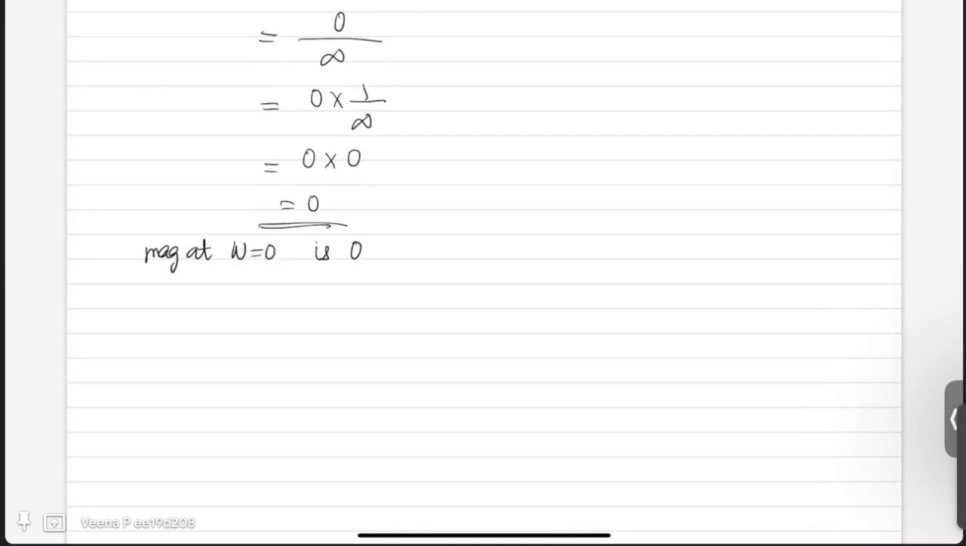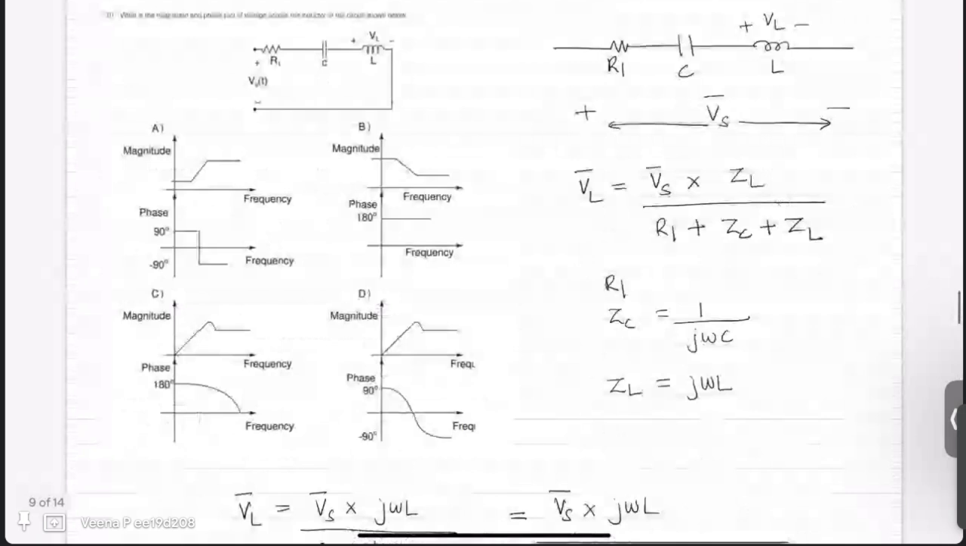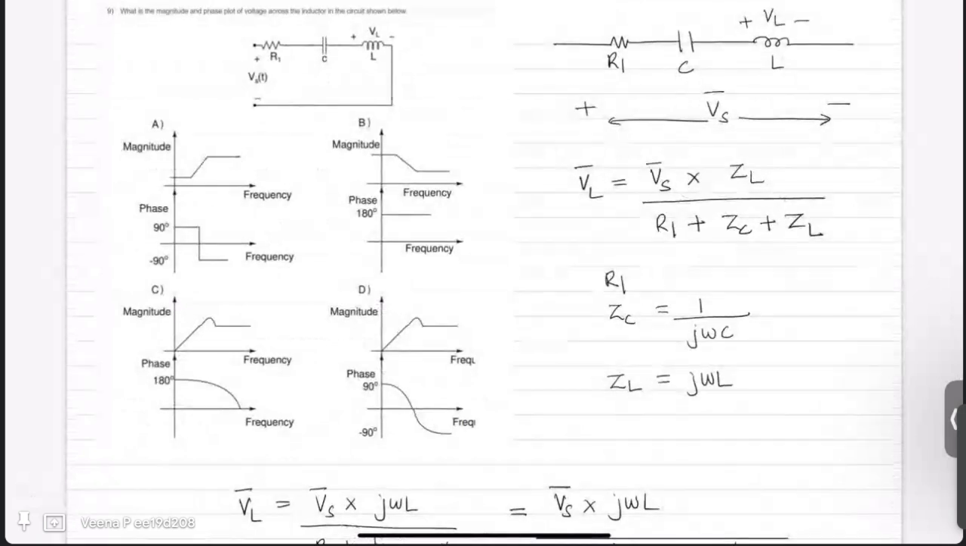Now let us go to the options. Out of these options, which option has magnitude 0 at 0? Options C and D. So you can eliminate options A and B from the first observation itself. Now let us see what is the value of phase at 0 radian per second. So for option C it is 180 and for option D it is 90. So if you solve for the phase at omega equal to 0, you will get the solution.